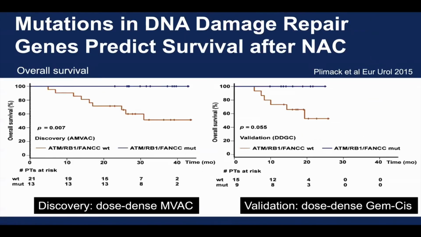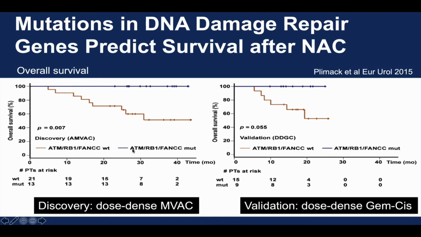The group from Fox Chase at the same time were looking at their own panel of genes, and they had two different trials, single-arm phase 2 trials. One was looking at dose-dense MVAC, and one was looking at dose-dense GEM-CIS. They used the first cohort as a discovery cohort, about 34 patients. The second is only 24 patients, but still two separate cohorts, discovery and validation. They found that if any one of these 3 genes were mutated, patients had 100% overall survival compared to wild type. And in the validation set, it was very similar.